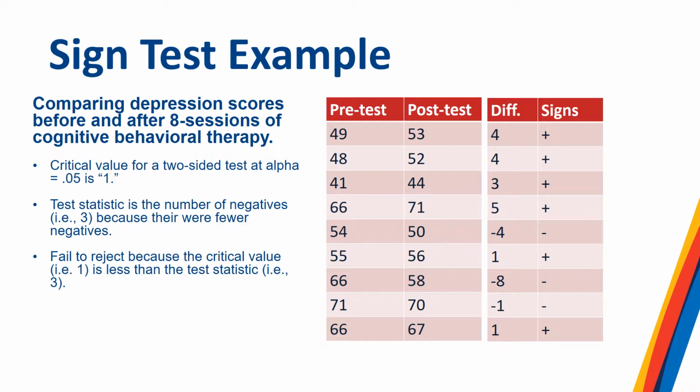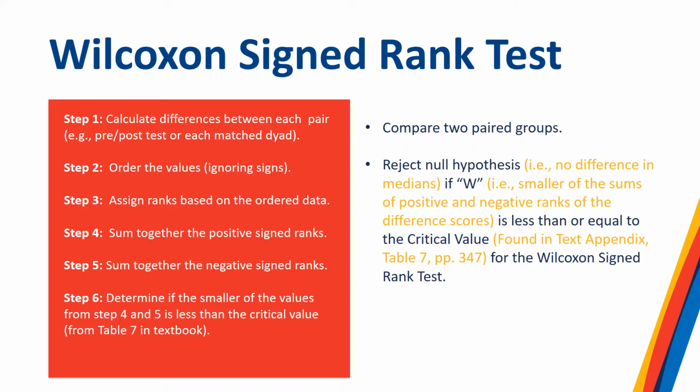And so that's what the sign test is. And related to the sign test, also used to compare two paired groups, on slide 10 we introduced the Wilcoxon signed rank test. Now, the Wilcoxon signed rank test has a similar value. It's slightly more complex than the sign test. But in step 1, you calculate the differences between each pair. And so if this is a pre-post test, then you would subtract the pre-value from the post value. You order those values, ignoring the signs, and so you order them all together. And then you assign ranks.